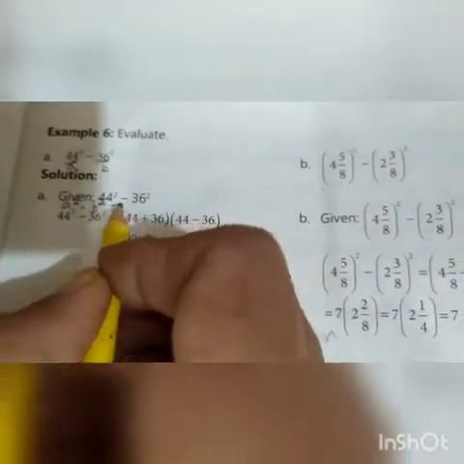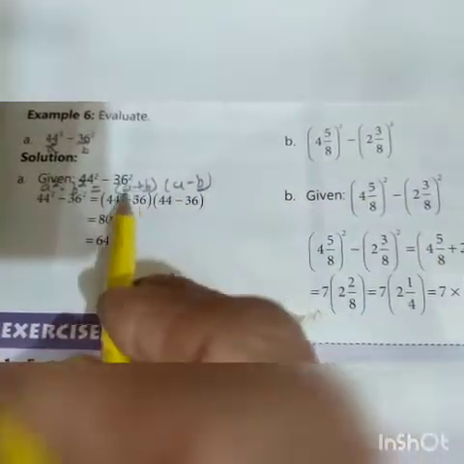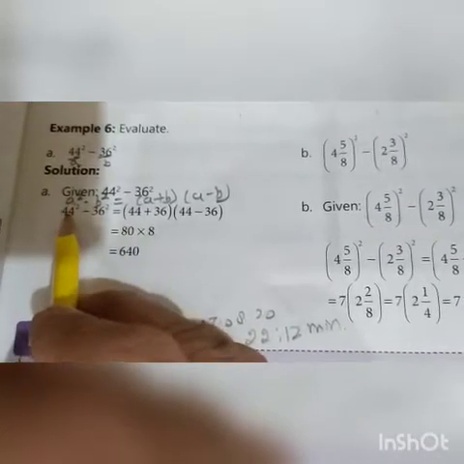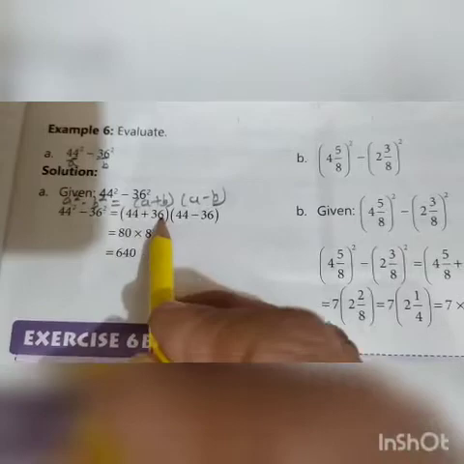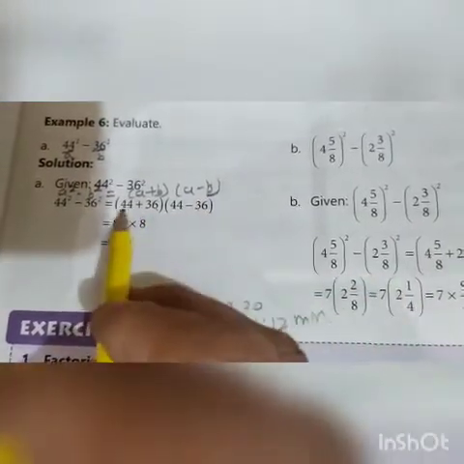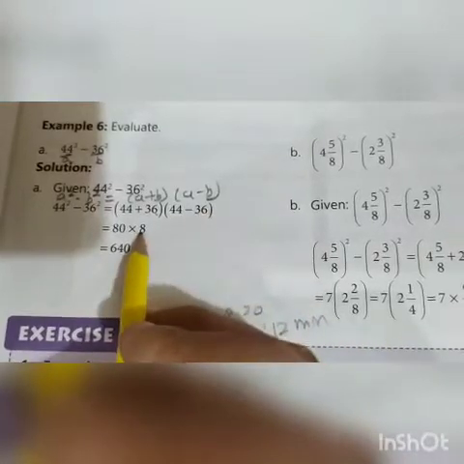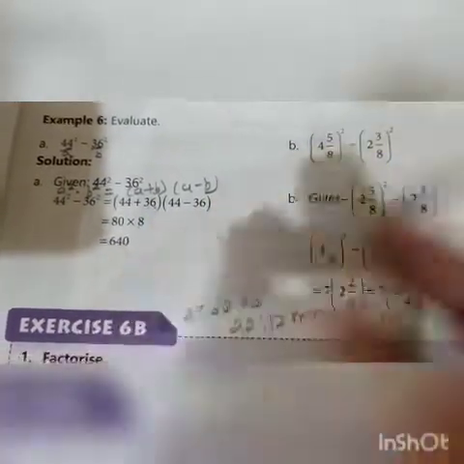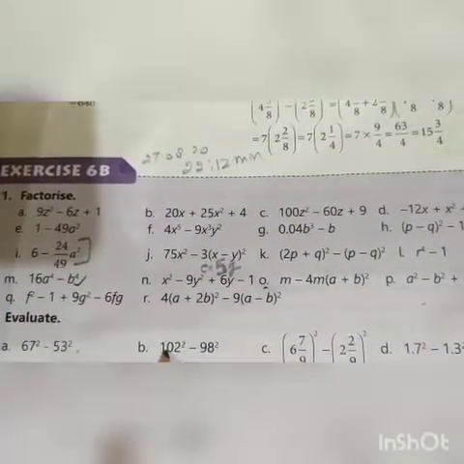A square minus b square is equal to (a plus b) and (a minus b). Now 44 square minus 36 square. So the value of a is 44, b is 36. So a plus b is 44 plus 36, and a minus b is 44 minus 36. 44 plus 36 is 80, into 44 minus 36, which is 8. When we multiply 80 by 8, we get 640. So you will do this a and b part like this example.